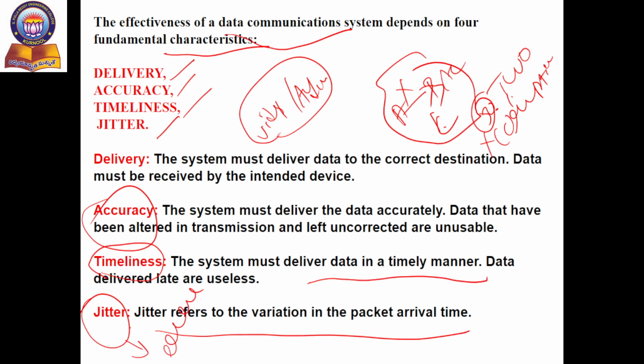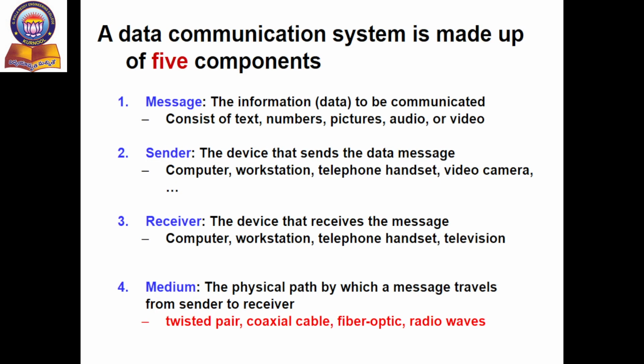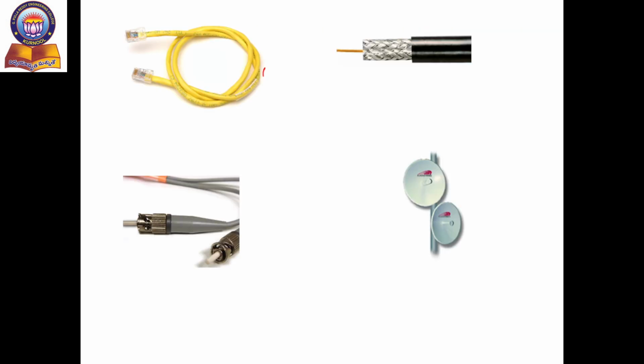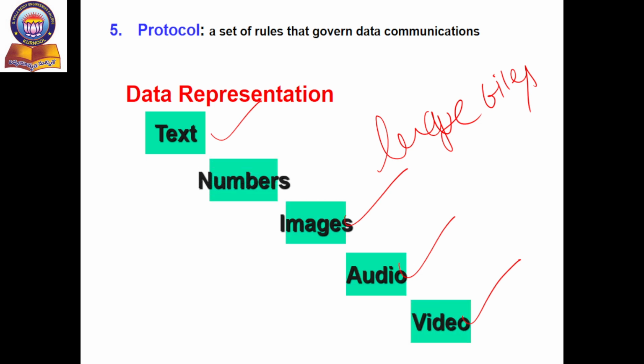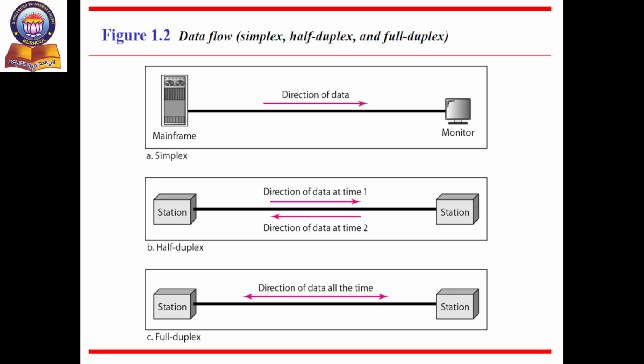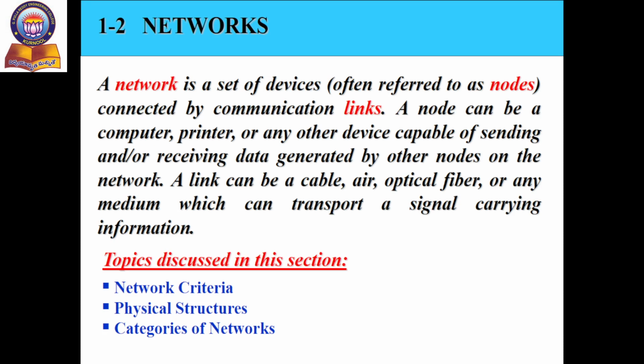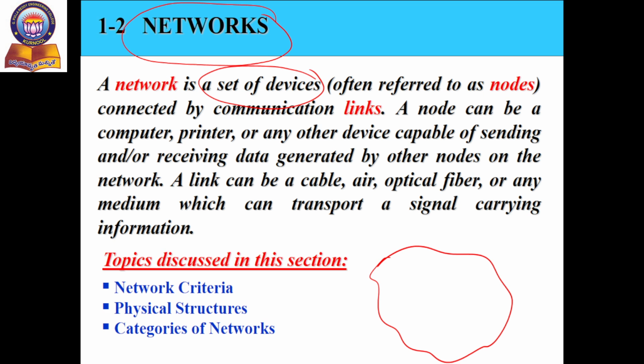Okay, we've seen the message, sender and so on. We've seen these images, the different types of data representations, and the data flows. And right now, what is a network? We are going for a somewhat more advanced concept here. What is a network? Simple definition: a network is a set of devices where all the devices are communicating with links.